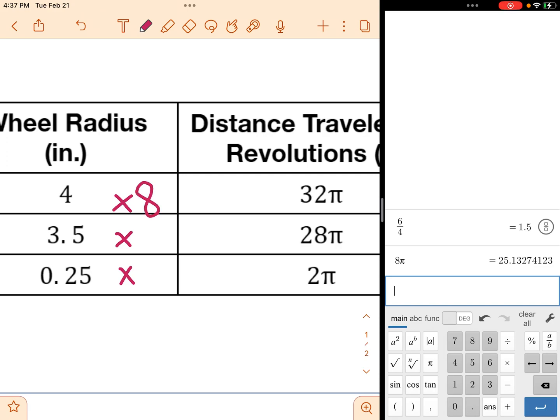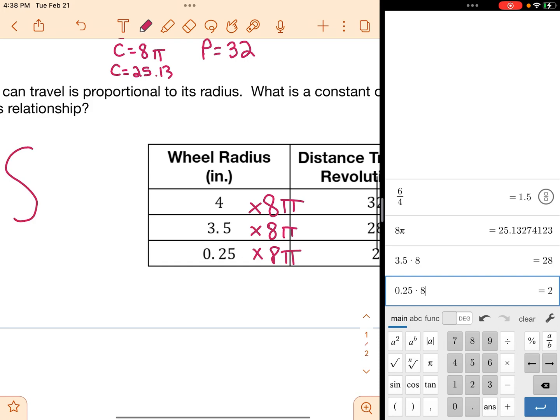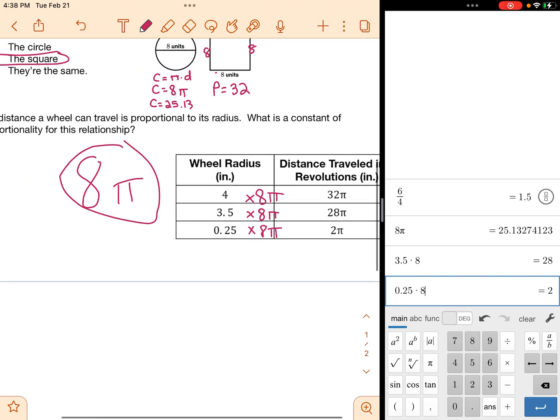Well, I know that 4 times 8 equals 32, but how do I get this pi? I could just multiply by pi. 4 times 8 pi is 32 pi. 3.5 times 8 gives me 28, and then multiply by pi and I get 28 pi. 0.25 times 8 gives me 2, so this works. My constant of proportionality is 8 pi.